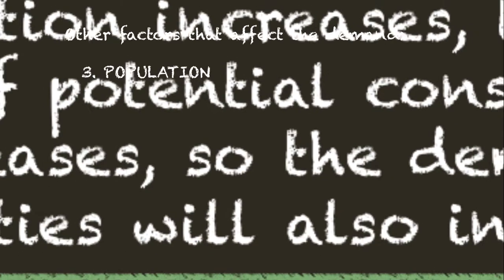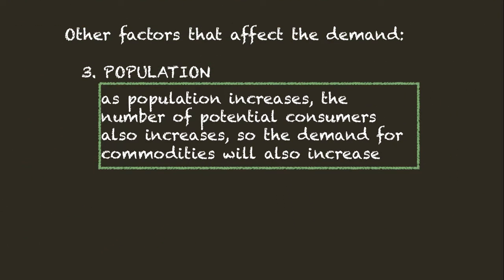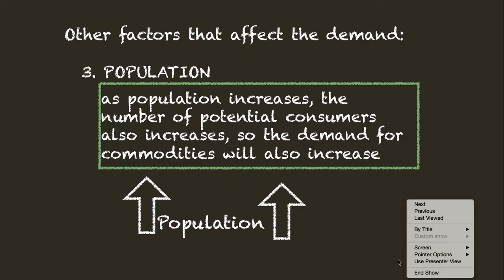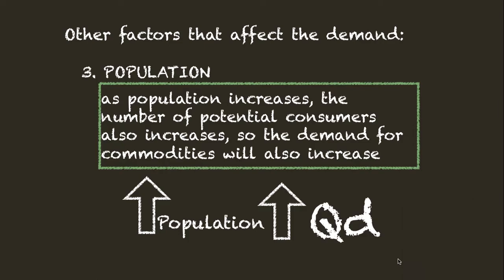Third is what we call population. As a place would have more population, there is a possibility that there would be more potential consumers present for that specific product, tantamount to saying that demand for a specific commodity would also increase. Therefore, the more population there is, the more quantity demanded a specific commodity would be.